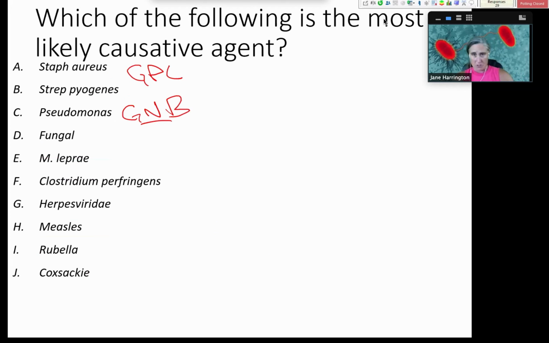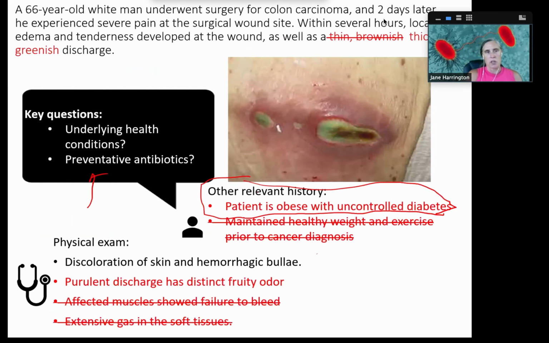Let me come back to show you. We're seeing this greenish discharge. Anytime that we see something really green, as well as that distinct fruity odor, that's Pseudomonas. Once you become a clinician, you will know what the smell of Pseudomonas is. It's almost like a fruity smell. In the case of Staph aureus, a lot of times you don't see a smell for the discharge. Even in the case of Staph aureus, it's not going to be as stinky as Clostridium perfringens or as sweet smelling as Pseudomonas.